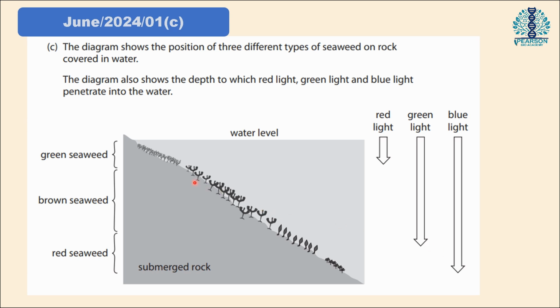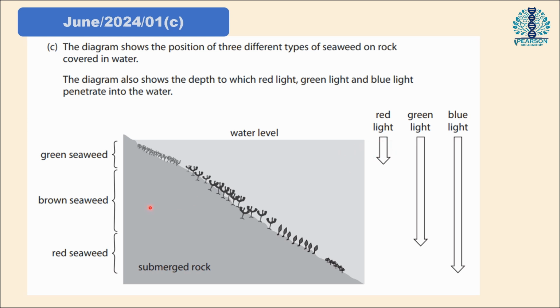And if you look at the green seaweed, it is located at the depth where red light can still reach it. Green seaweed only absorbs red and blue light, but it reflects green light, which is why it doesn't need to absorb green light. So the green seaweed can absorb red and blue light while reflecting green light. This position is beneficial because it has access to both red and blue light for photosynthesis.